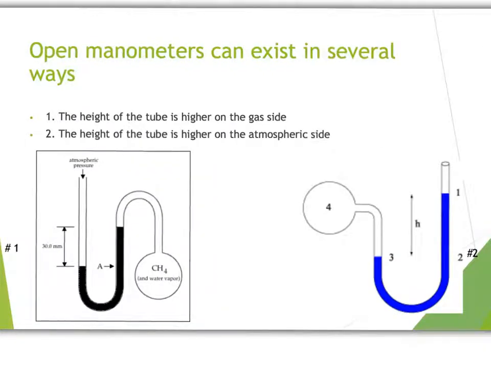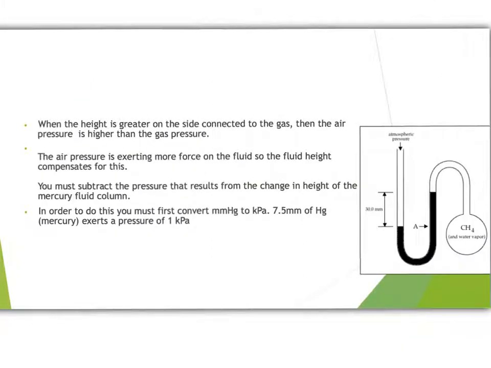Now, open manometer problems exist in several ways. We can have the problem where we have a height difference where it is higher in the gas arm versus the atmospheric arm, or we can have it where our atmospheric arm is higher than our gas arm. And so we look at these two problems and the solution of these in different ways. When the height is greater on the side connected to the gas, then the air pressure is higher than the gas pressure and it's pressing down on the fluid.